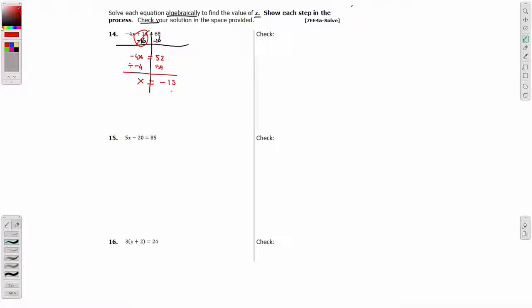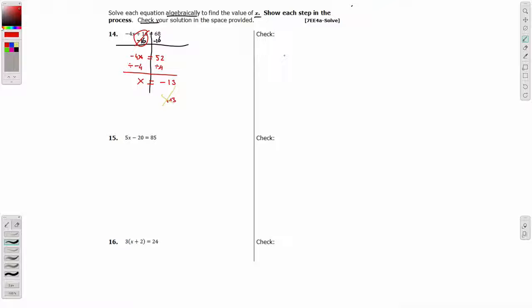Now, I might have forgotten that I need to divide by a negative in order to make positive 1. So if I had divided by a positive, I would have got positive 13. Now that's not correct. Let me put a big fat X through that. It is not correct. Let me prove that it's not correct by checking.